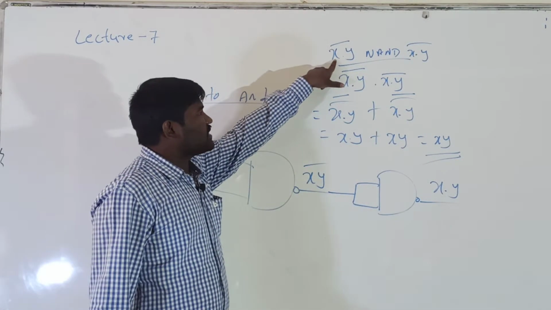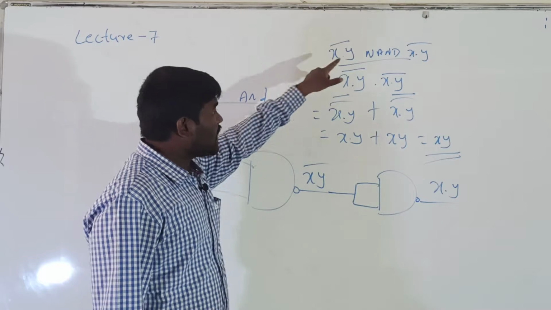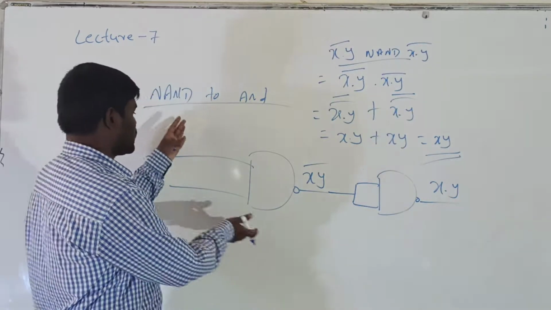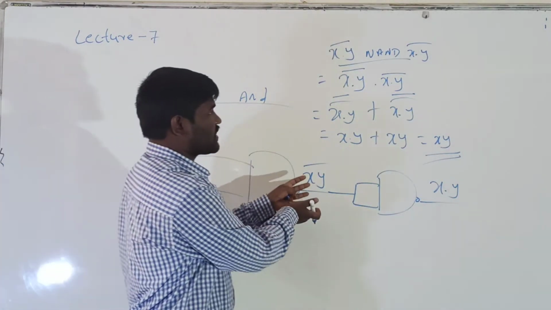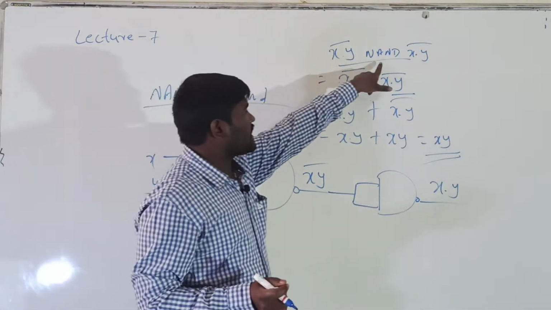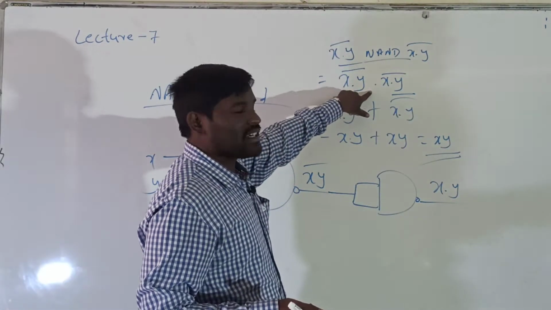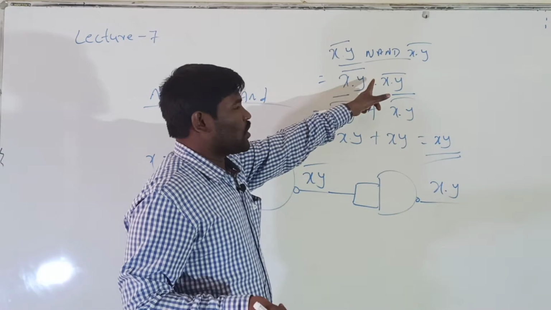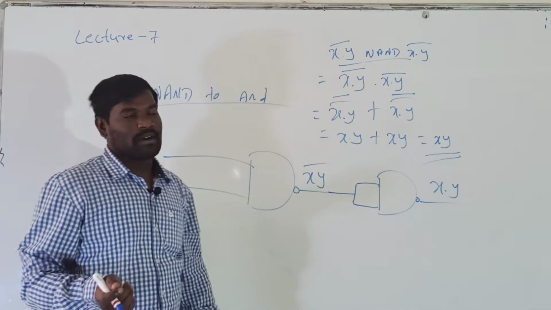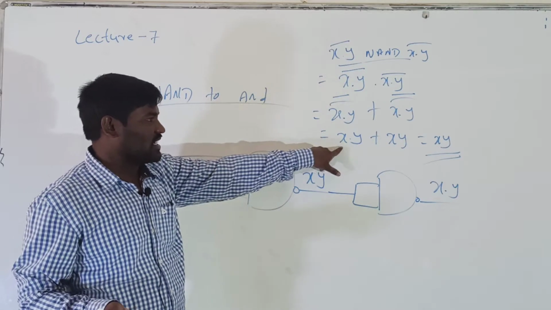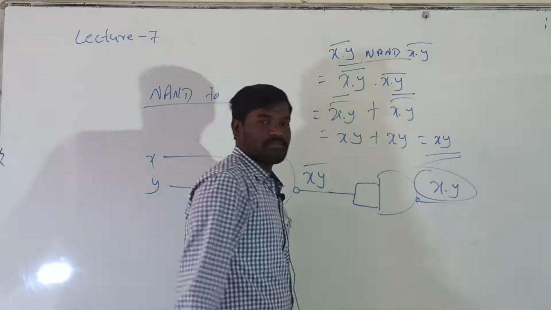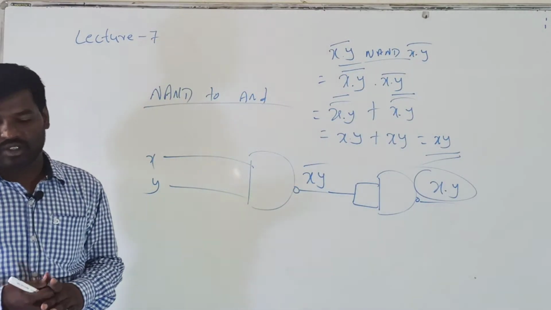See here, X into Y whole bar, NAND of X into Y whole bar. You can apply the same, because you are using only the two variables. See here, XY is there, okay. Here NAND means complete whole bar, so you can apply the De Morgan's theorem. It becomes X into Y double bar plus X into Y double bar. Here double bar cancel. Finally XY plus XY. Finally the result is XY. So this is NAND to AND logic.